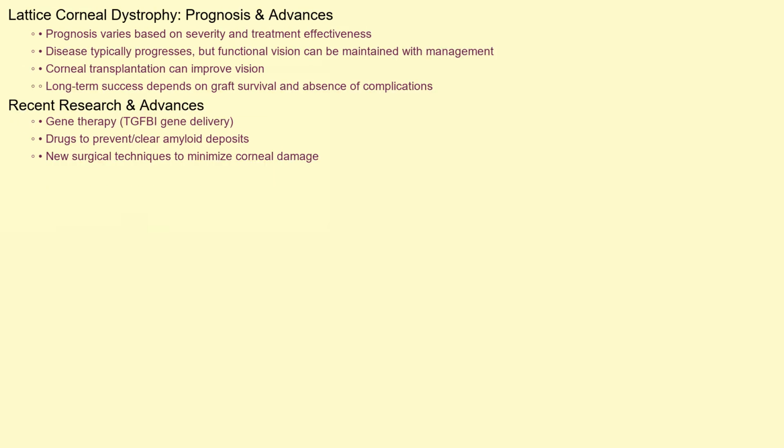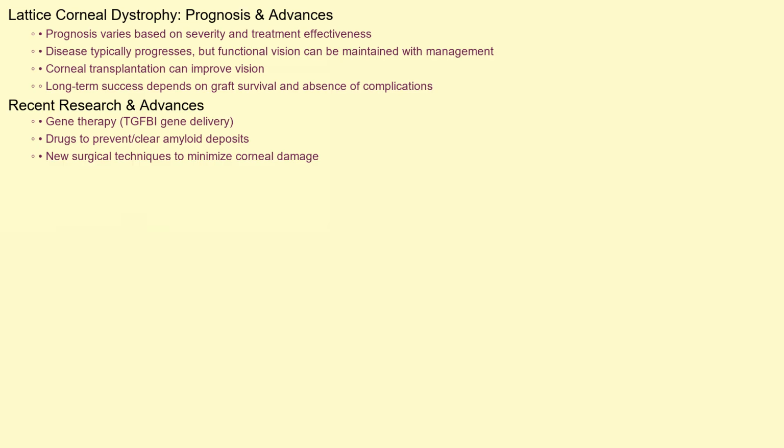Prognosis, recent research or advances. The prognosis for lattice corneal dystrophy varies depending on the severity of the disease and the effectiveness of treatment. While the disease typically progresses over time, many individuals can maintain functional vision with appropriate management. Corneal transplantation can provide significant vision improvement, but long-term success depends on factors such as graft survival and the absence of complications. Recent research is focused on developing new therapies to prevent or slow the progression of the disease.